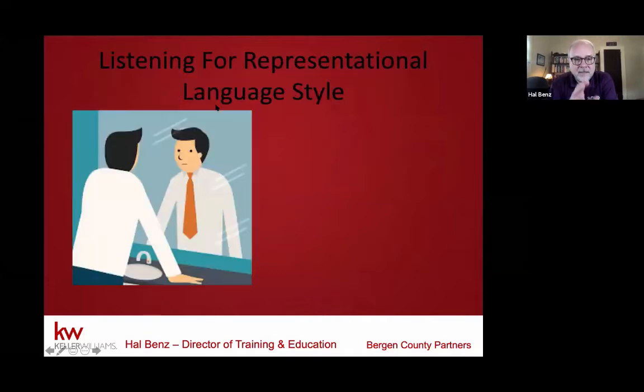The next exercise I want to talk about has to do with what we call language representational style. This is another kind of mirroring. And guys, this is a harder one to learn, but it's a really powerful one.